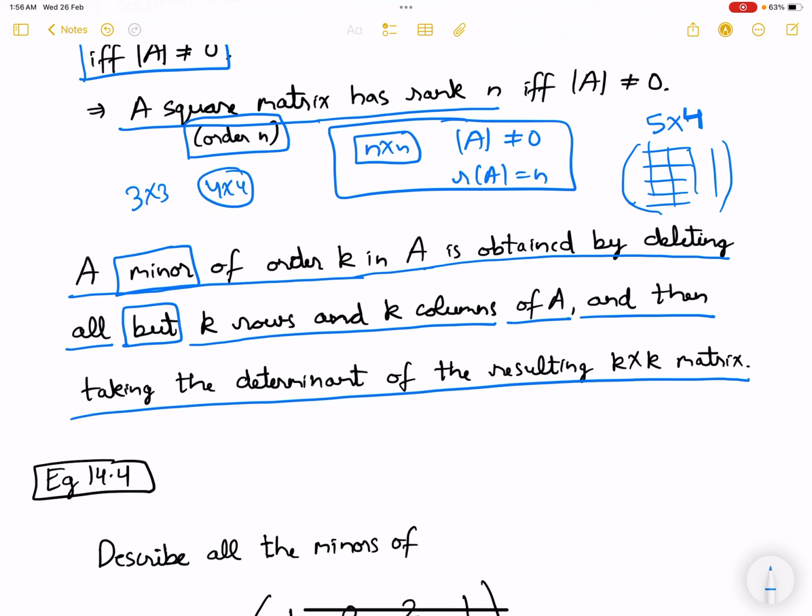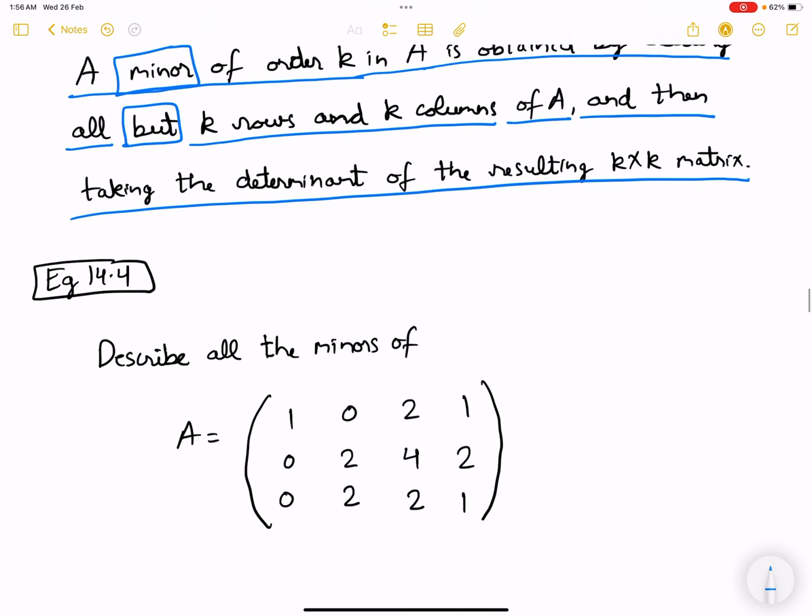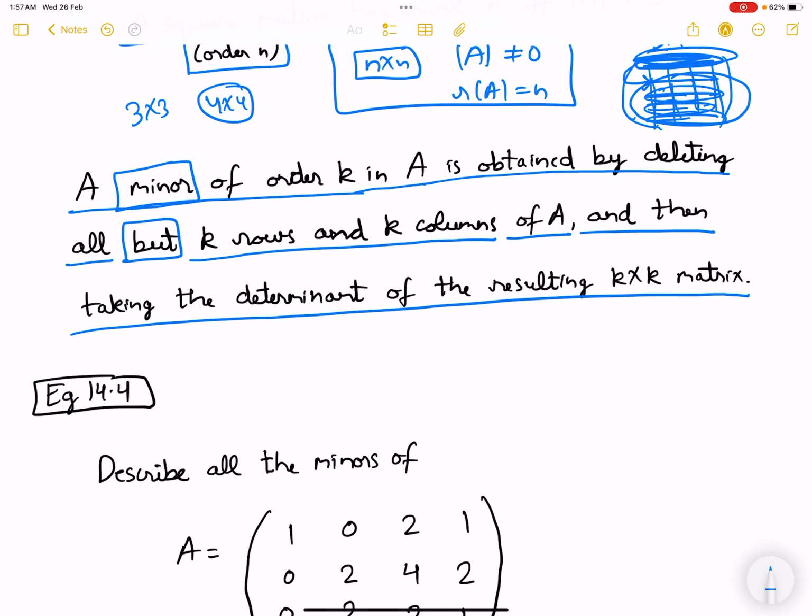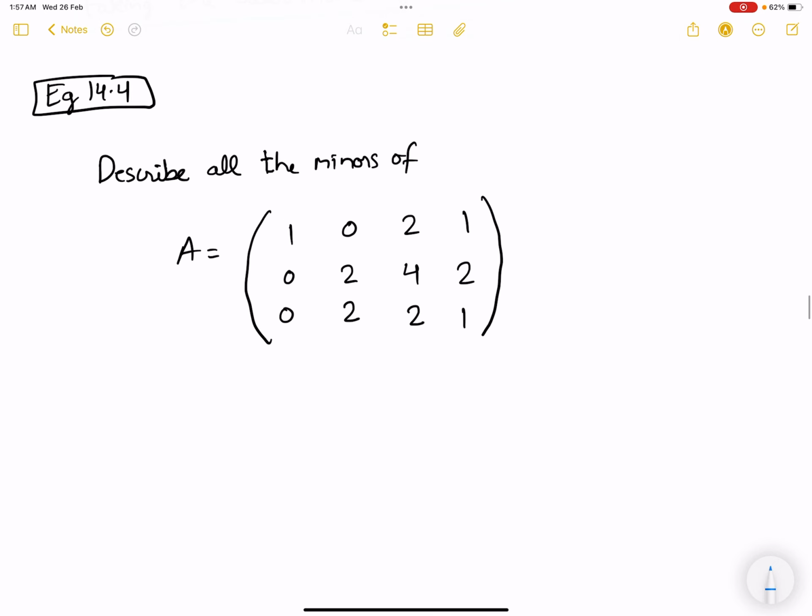A 4 cross 4 minor would be, if you remove the first row, then you will have 4 rows and 4 columns. So this is a minor. Accordingly, if you remove the second row, then it would be the first row, third row, fourth row, fifth row. I'll discuss in detail. Okay, so let's do an example. This will make things more clear.